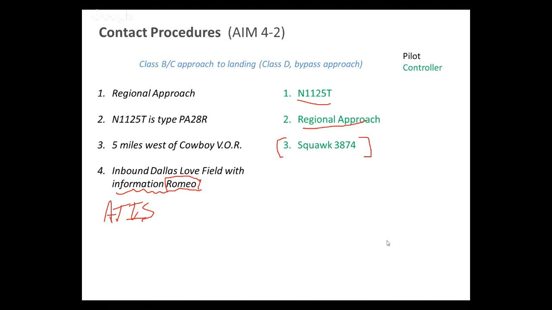Tower FlexJet 441 with you, about a 4-mile right base for 17. FlexJet 441, Sugarland Tower, good evening. Runway 17, clear to land. FlexJet 441, clear to land 17, thank you.